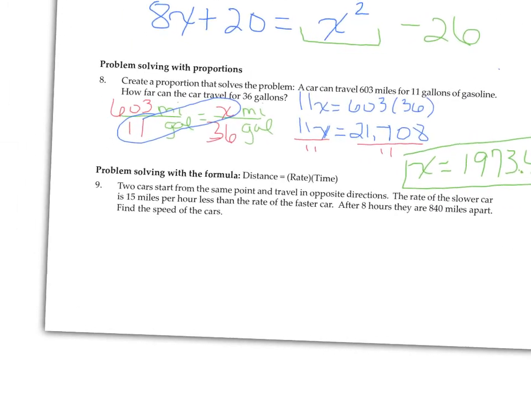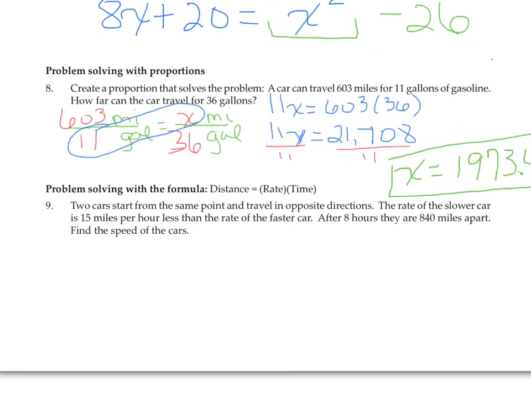All right, the last question is probably the most challenging one. Two cars start from the same point and travel in opposite directions. The rate of the slower car is 15 miles per hour less than the rate of the faster car. After 8 hours, they are 840 miles apart. Find the speed of the cars. We're going to start with a picture.